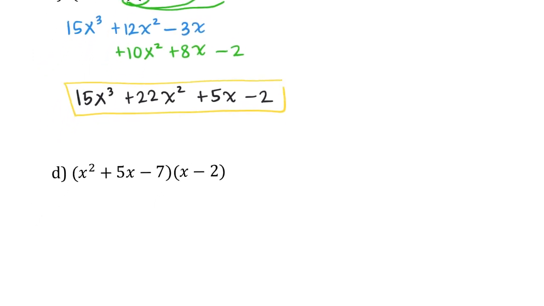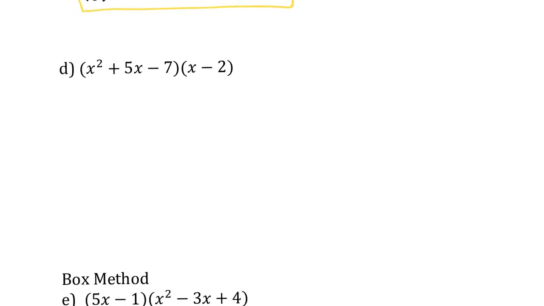Okay, let's look at D. If you're working ahead, that's fine. It's a trinomial by a binomial. If the order really bothers you, you can switch it around. You can still do box method. You can still do distributive property. I'm going to distribute. I'm going to do it the way it's written, which means I'm going to have multiple things. So that's x to the third minus 2x squared.